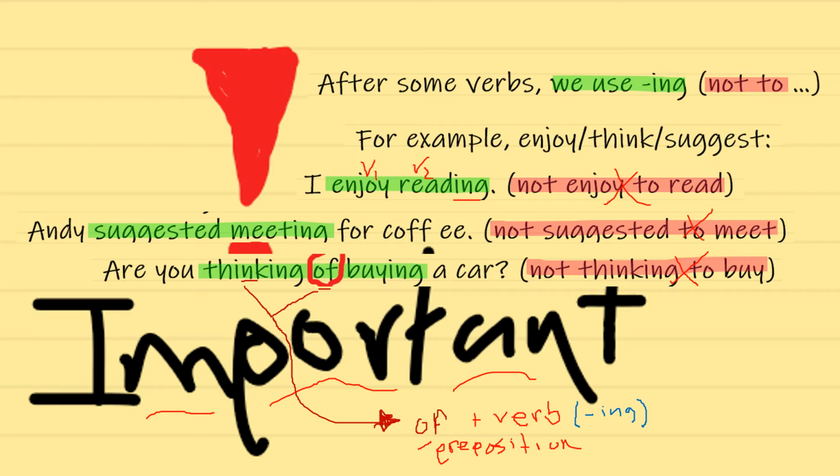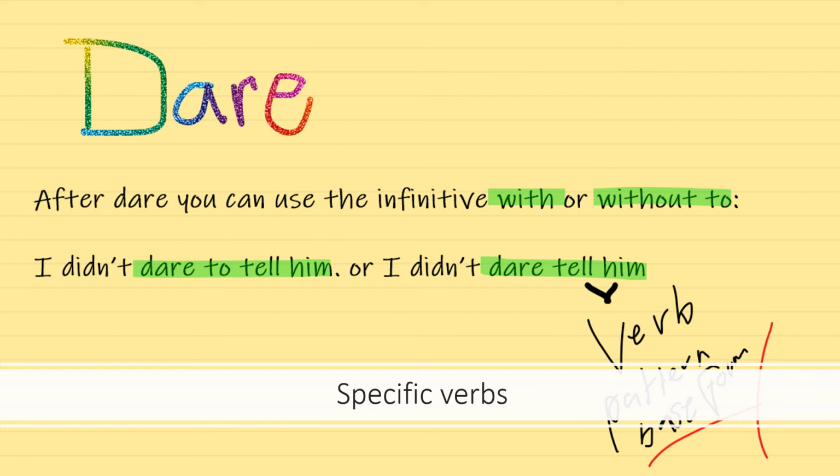All right. Let's get the next part. We have some verbs like dare. Look at that. We have the verb dare, and we can use the full infinitive. After that, you can use the infinitive with or without to. When you say the infinitive with to, remember, this is the full infinitive. And when you say the infinitive form without to, that is called the base form.